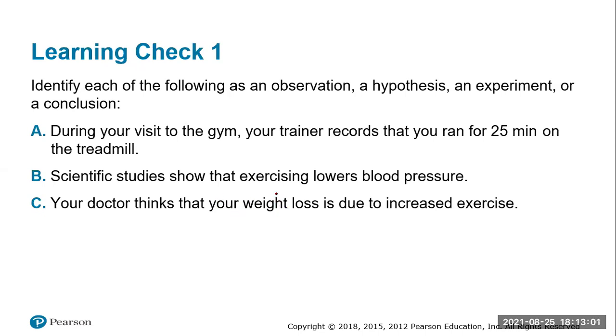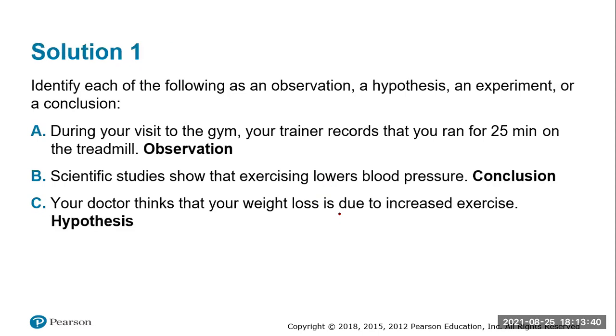During a visit to your gym, your trainer records that you ran 25 minutes on a treadmill. That is clearly an observation, right? He observed you doing that. Scientific studies show that exercising lowers blood pressure. That is sort of an outcome, obviously, of experiments and so forth, so that would be like a conclusion or a theory or a law, I guess. Your doctor thinks that your weight loss is due to an increase in exercise. That would be a hypothesis, right? It's a tentative explanation of what is going on. Any questions on any of those three there?